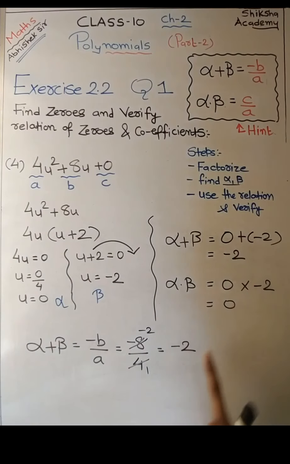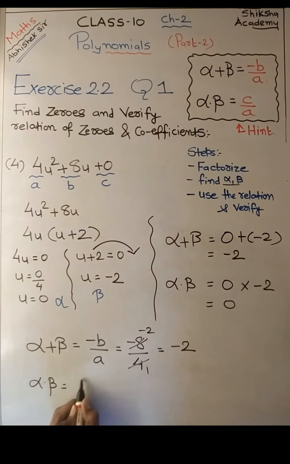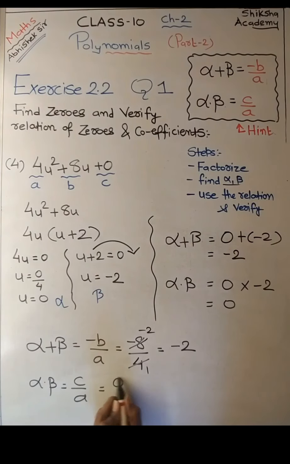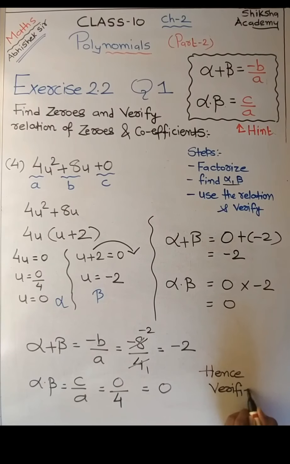You can see it is already verified. Alpha into beta is c upon a. What is the value of c? You can see it is 0. A is 4 and 0 by 4 is 0. Hence the addition and product is verified.